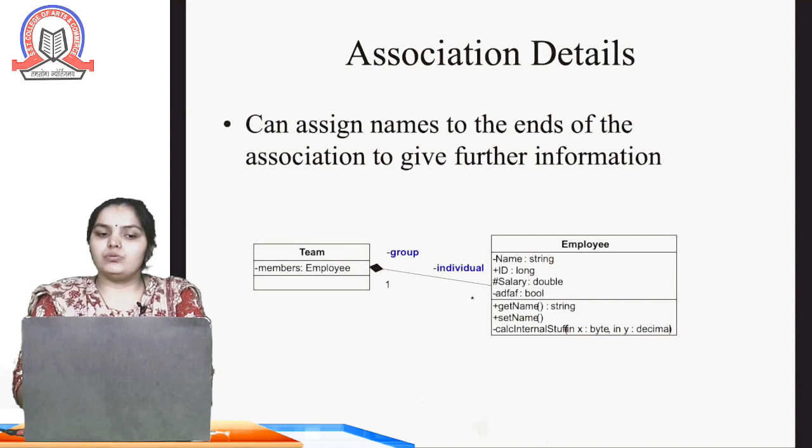Now we'll see association details. We can assign names to the ends of the association to give further information. As we can see, there is a group team, and there is a single employee, which is an individual employee, and this is the class diagram for the association relation between them.